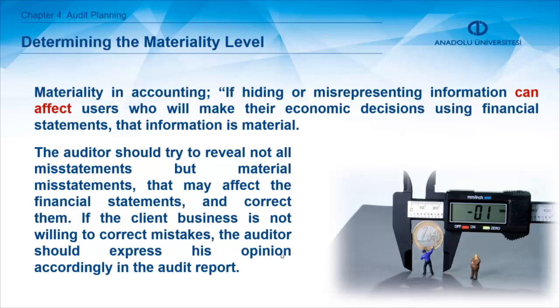The auditor should try to reveal not all misstatements, but material misstatements that may affect the financial statements, and correct them. If the client business is not willing to correct mistakes, the auditor should express his opinion accordingly in the audit report. So this is the auditor side of materiality.